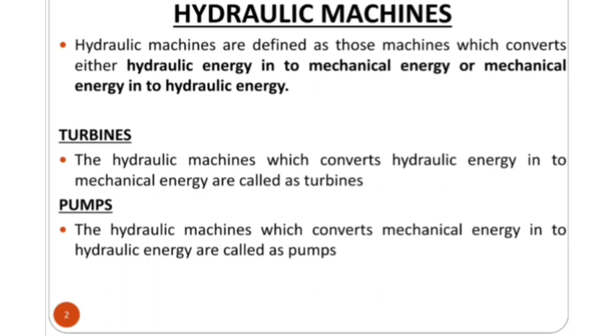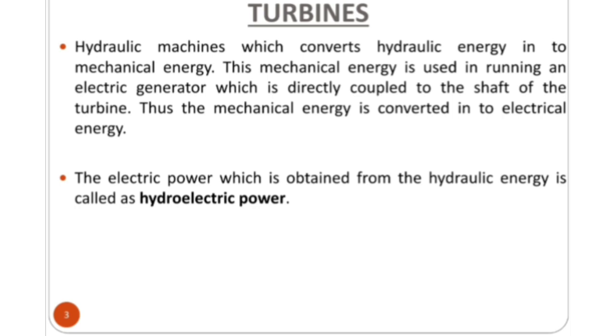So turbines are those machines which converts hydraulic energy into mechanical energy, whereas pumps are those hydraulic machines which converts mechanical energy into hydraulic energy. So in this chapter, we will study the turbines like Pelton wheel, Francis, and Kaplan, and in the pump, we will study centrifugal pump. So let us go with the turbine.